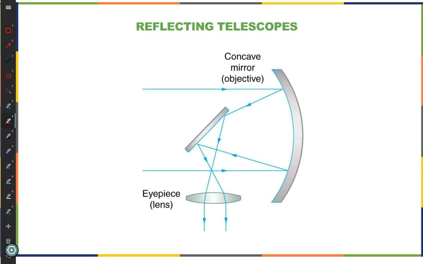Now you still have all the same ideas and rules that we've talked about, but you're using a mirror instead of a lens. Can you think of an advantage to using a mirror? Okay, how about a disadvantage?